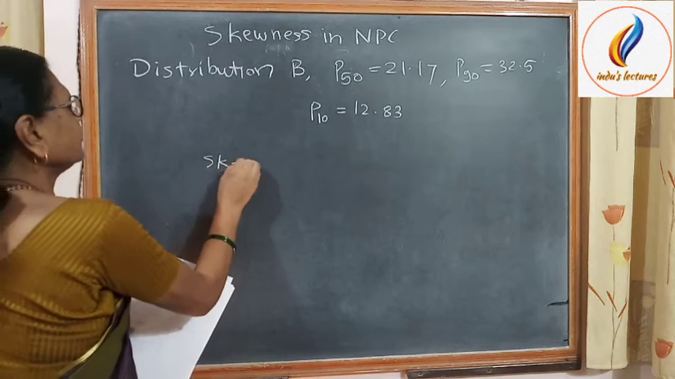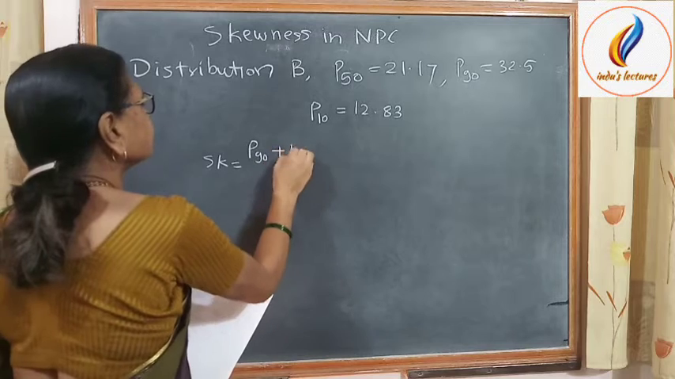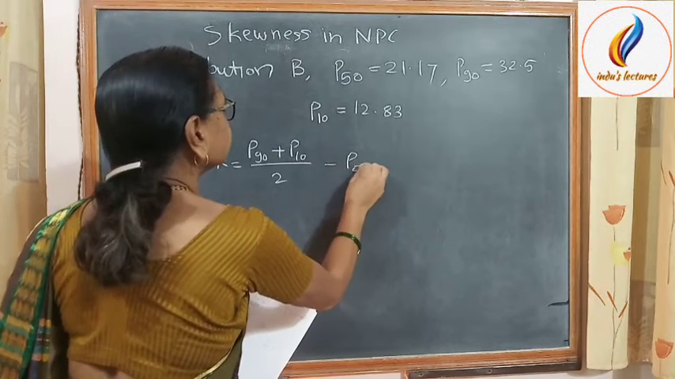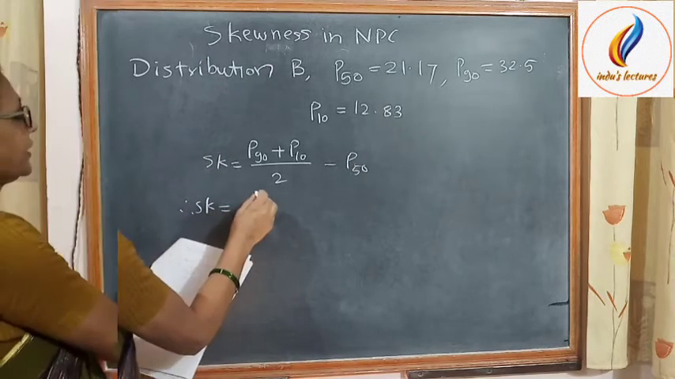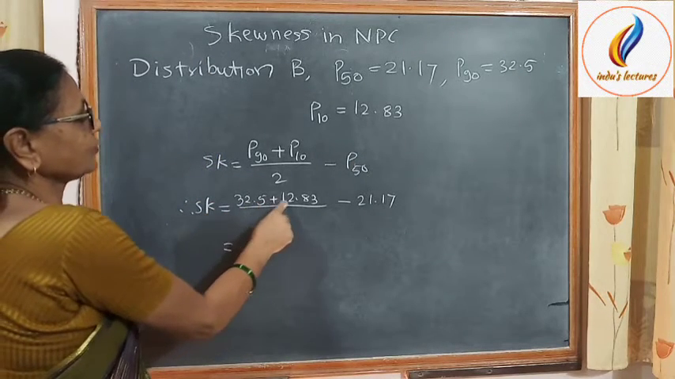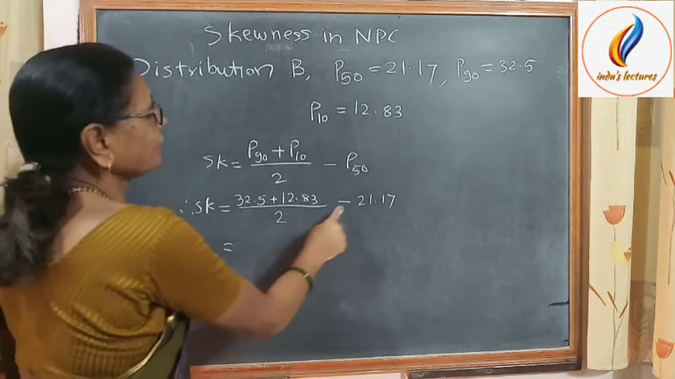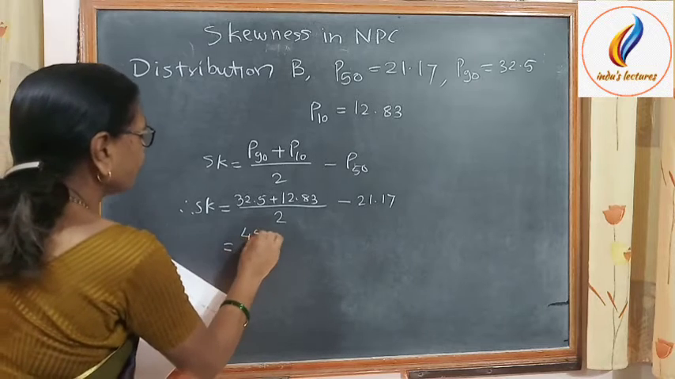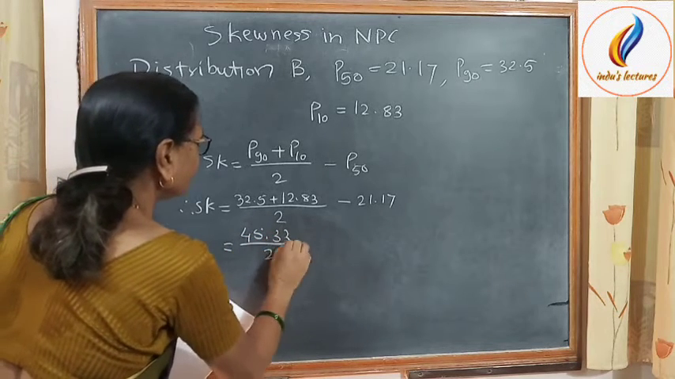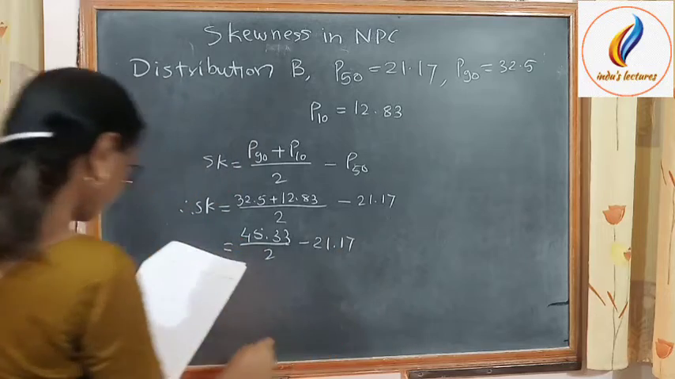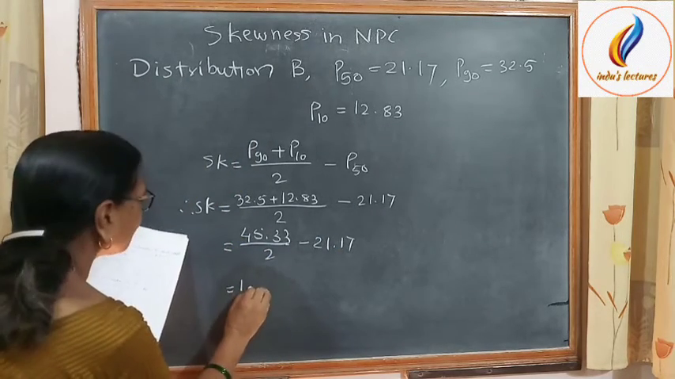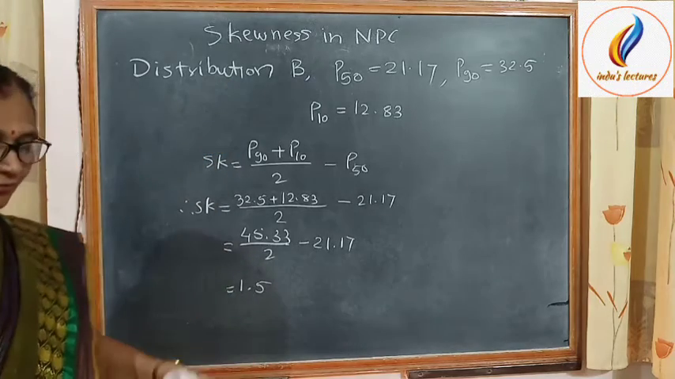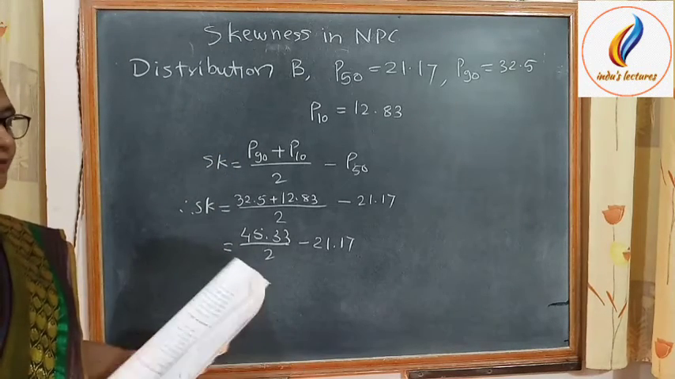So Sk is equal to (P90 plus P10) upon 2 minus P50. Putting the values in the formula, Sk is equal to (32.5 plus 12.18) divided by 2 minus 21.17. Now here we get 45.33 upon 2 minus 21.17, and finally we get 1.5. That means the skewness of distribution B is 1.5. In this way, we can calculate the skewness of a curve.